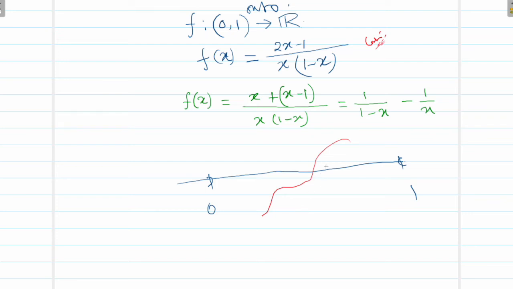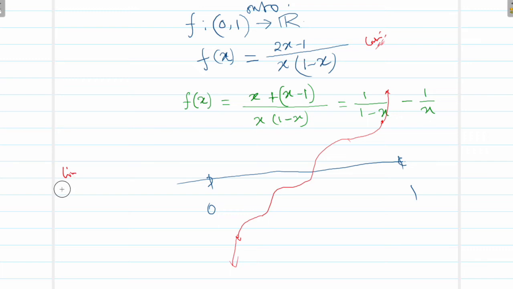Since this is a continuous function, it will look something like this. But whether it goes all the way to infinity, and whether this goes to minus infinity, if that is the case, then the function must be onto, right? Because it is going beyond any height and below any depth. If that is so, then the function is onto. But to check this, what shall we calculate here? We have to calculate limits.